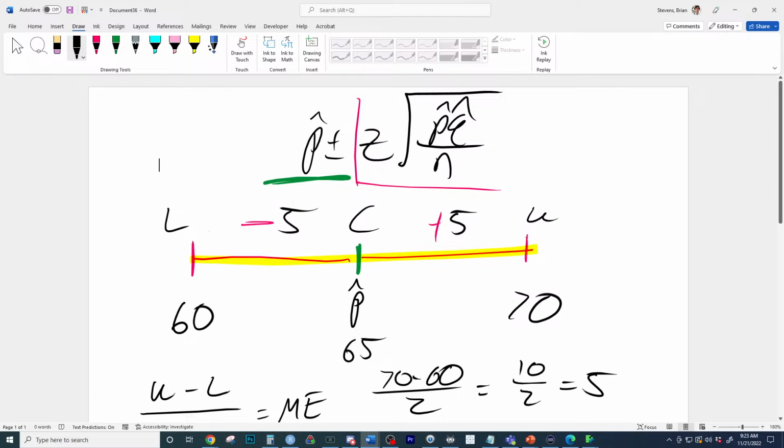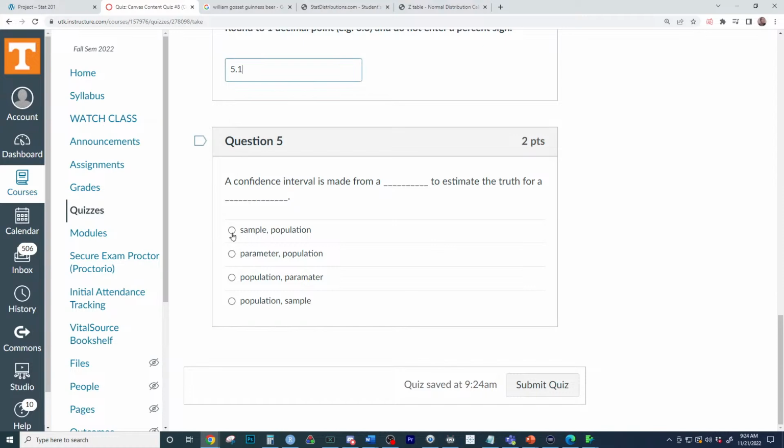And when we say true, we're talking about for all, which is the population. The true proportion of students who eat at Taco Bell is contained in the interval 60 to 70%. I just made up some fake context for that. But it means the confidence interval is made from the sample to estimate the truth for a population. I think we should be good right there.